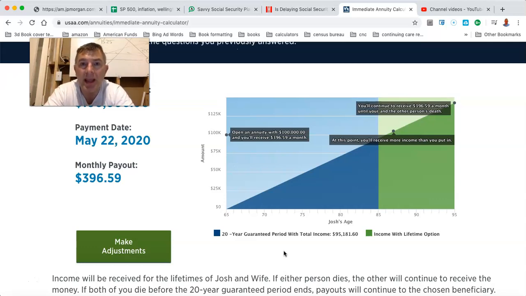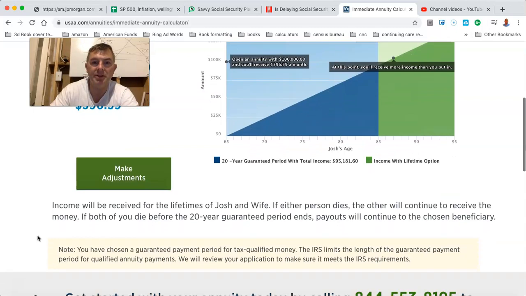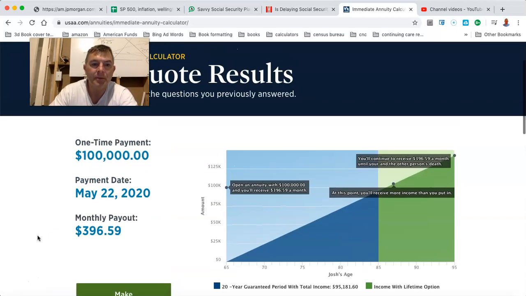21 years. I mean, I'll be 85, my wife will be 83. And by then we're making more, if we both survive that long. But why not just dump it in a cash account? At least you have access to the cash. You see what I'm saying? Because with the annuity, you don't have any access to it. You just have $396 a month. That's it.